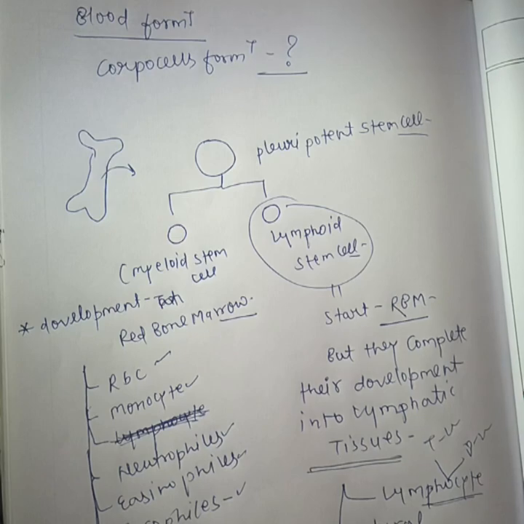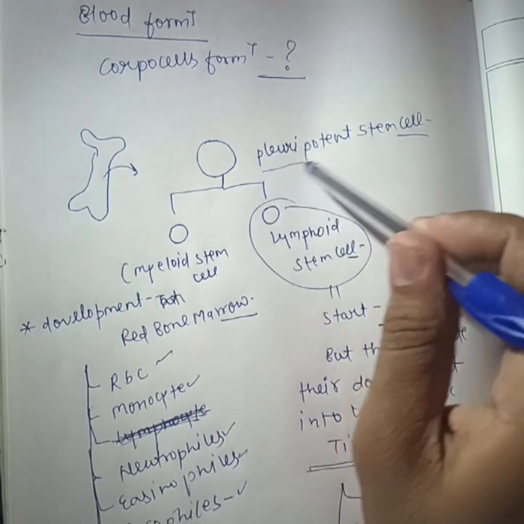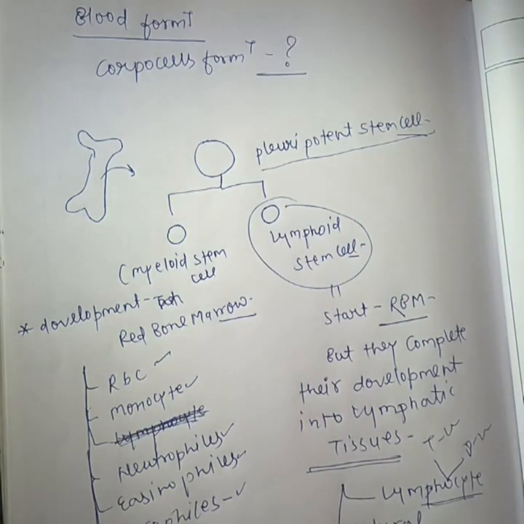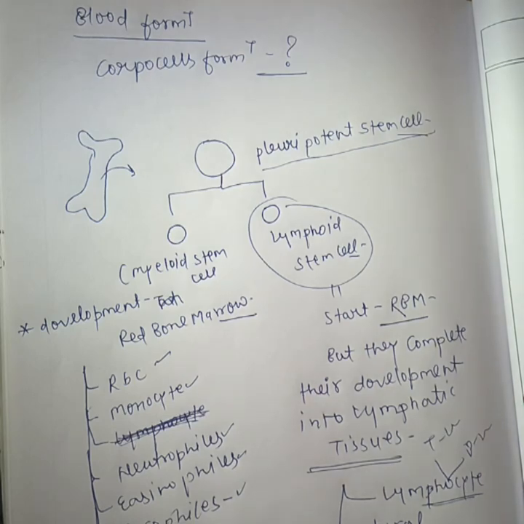One recap also: the pluripotent stem cell is the germ cell. The question is, what is the germ cell of the blood, or of the corpuscles? The pluripotent stem cell is the germ cell of the corpuscles. Where are the pluripotent stem cells formed? In the red bone marrow.